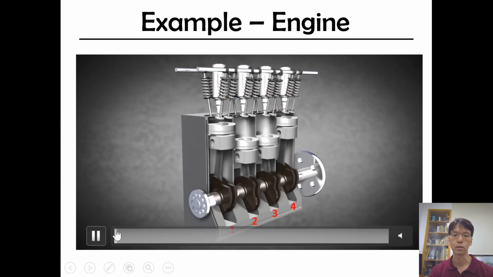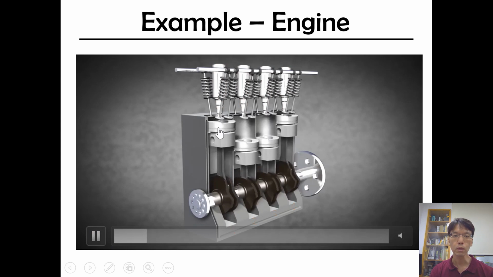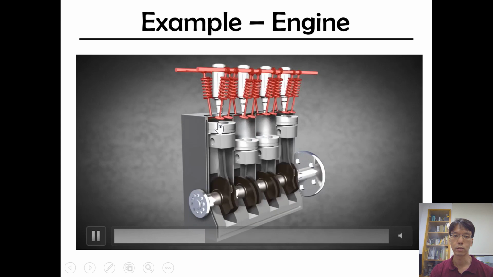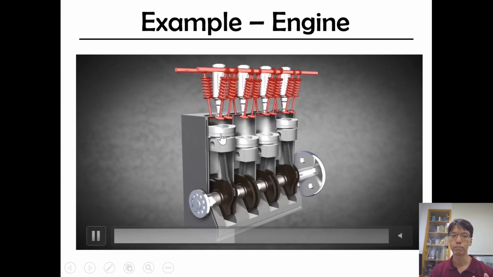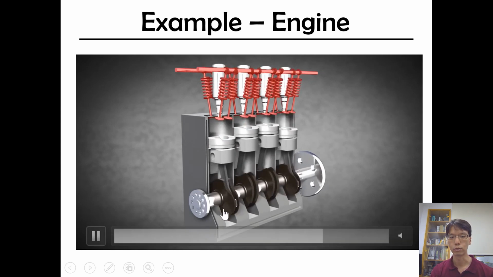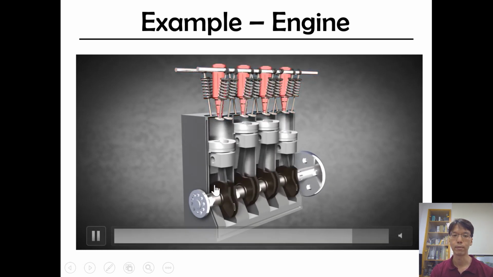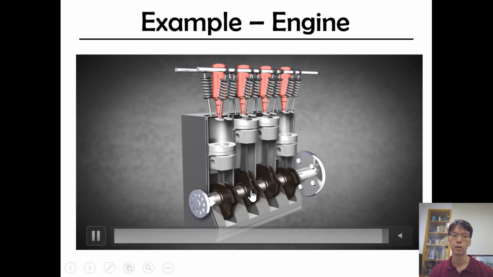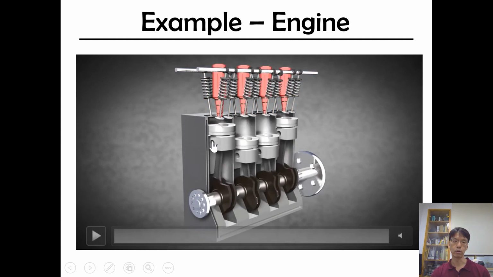Let's see the video again. So for the engine, there's combustion happening here. The combustion will push the piston down, and the piston will push this thing and push this shaft, making the shaft rotate. So this mechanism transfers motion from linear motion into rotational motion.